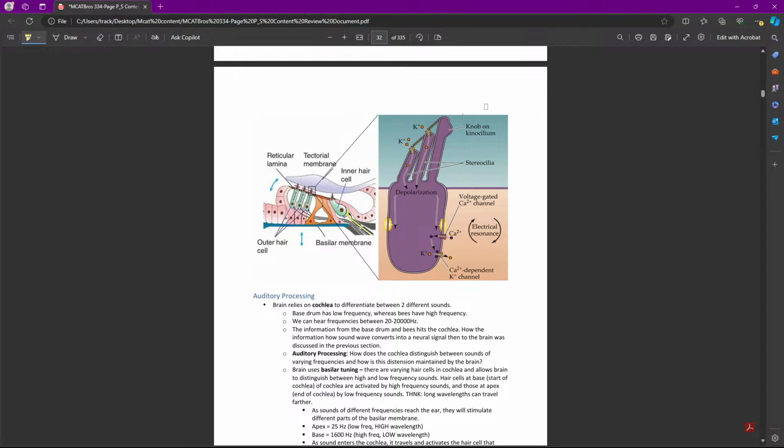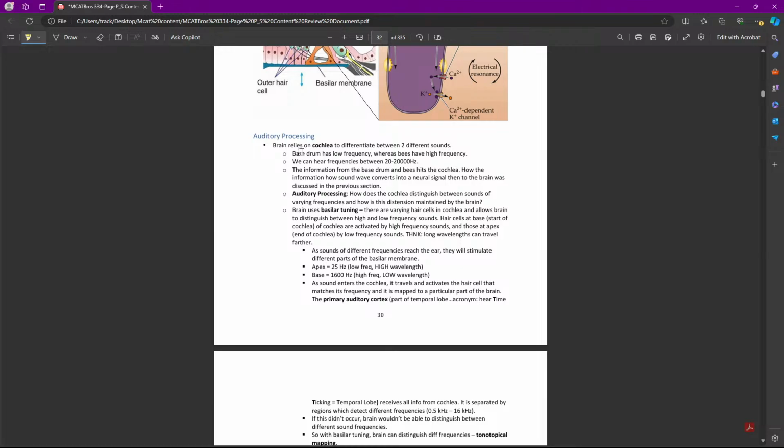Okay, so here's just a diagram of what's going on in the ear. So, the brain relies on the cochlea to differentiate between two different sounds, as we said earlier. Yep. A bass drum has low frequency, whereas bees have high frequency. So low frequencies are lower hearing sounds, high frequencies are high hearing sounds. The information on the bass drum and the bee hits the cochlea. How sound waves convert into a neural signal then to the brain was discussed in the previous section.